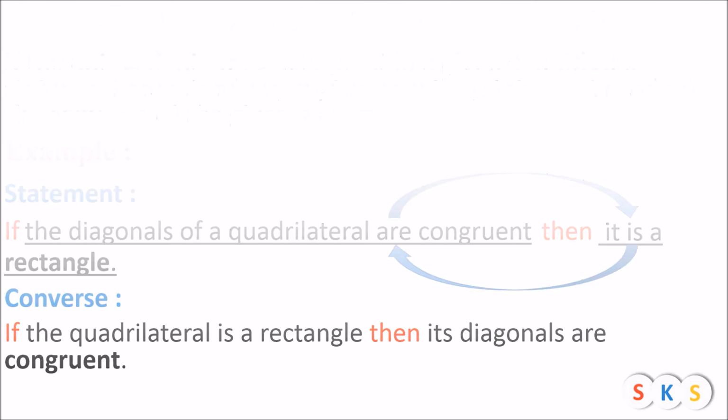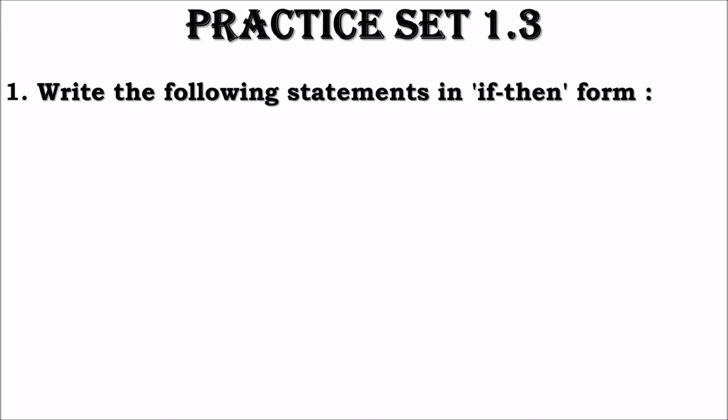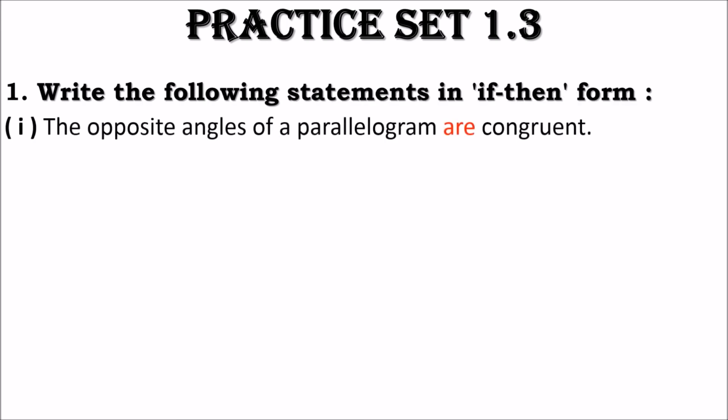Now we will see practice set 1.3. Question number 1. Write the following statement in if-then form. The first question is, the opposite angles of a parallelogram are congruent. Now we have to write the if-then form of the statement. You can see that this statement has one helping verb, that is are, A-R-E, right?